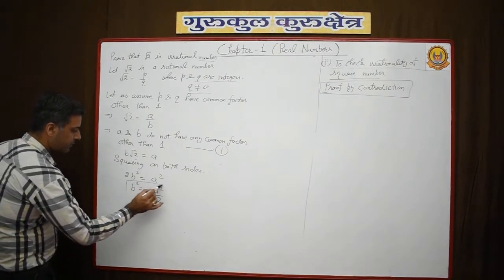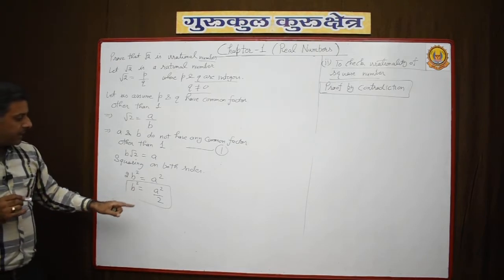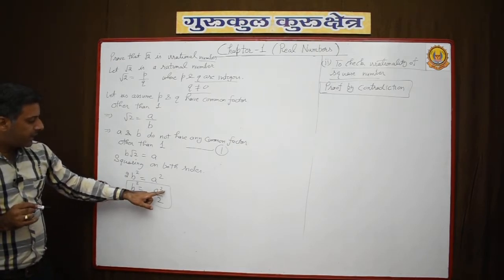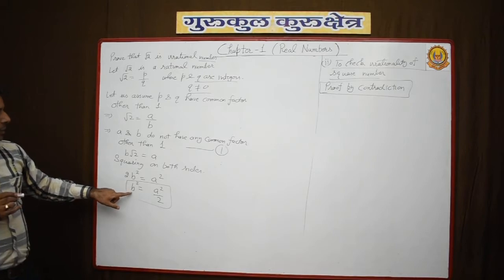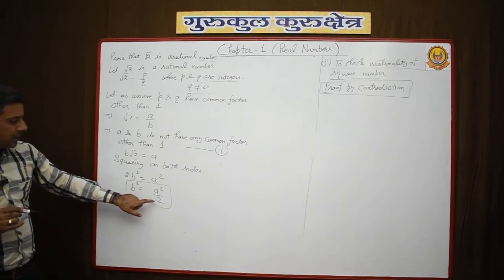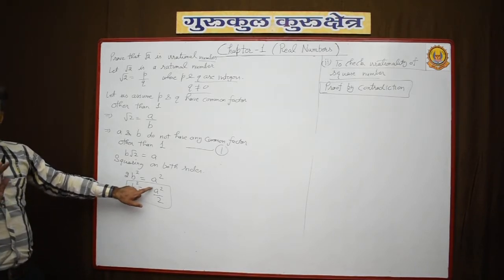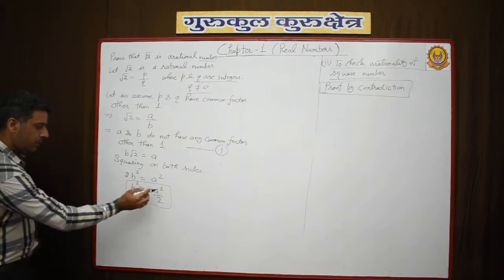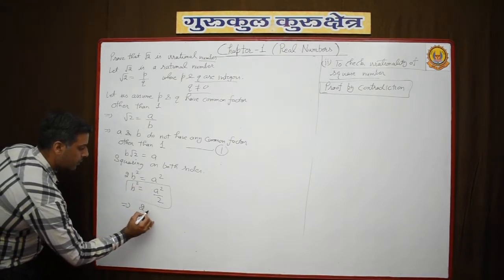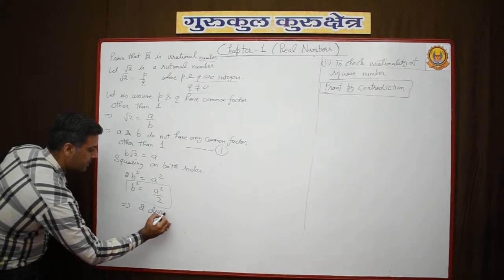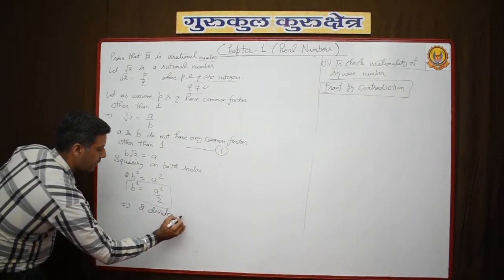So now what is the meaning of this thing? It means if I divide a square by 2, I will get the quotient b square. That is, 2 divides a square completely. It means the remainder is 0. So it means 2 divides a square.